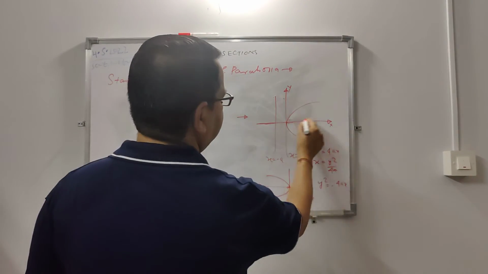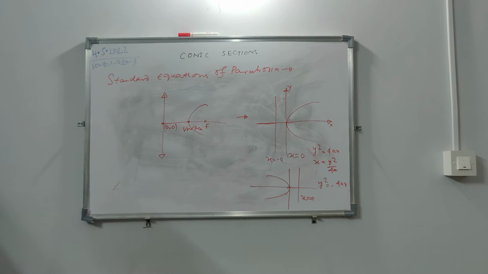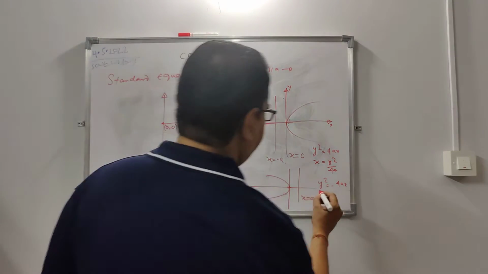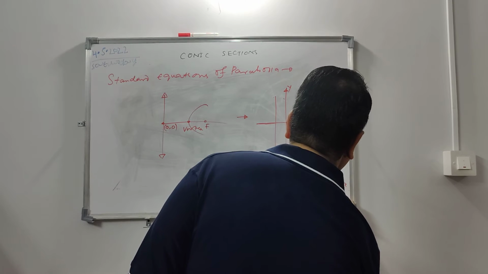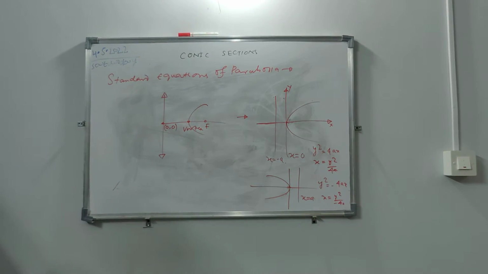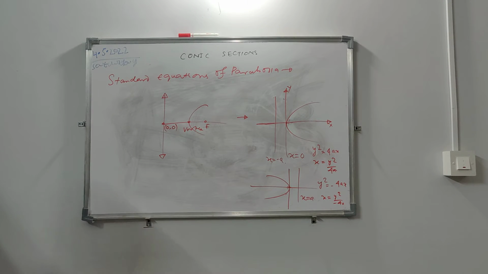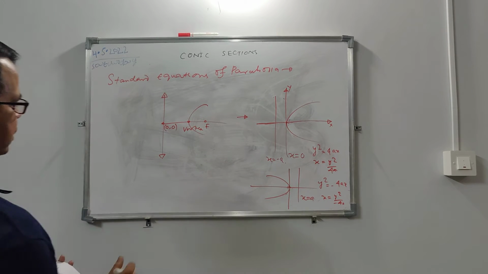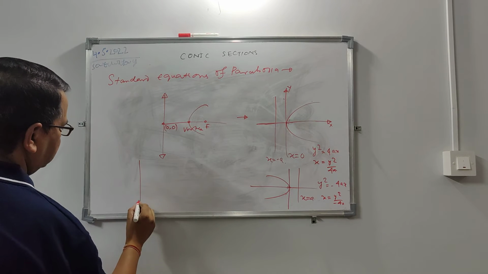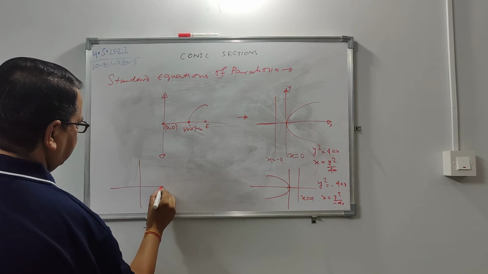That means here you can see x is always positive. That means it is only one side. And here you can say x is always negative. That's why this is y square is equal to 4x, and the other one is y square is equal to minus 4x. So these are two types. This is symmetric about the x-axis. Then there are some conditions where we will have symmetry about the y-axis.